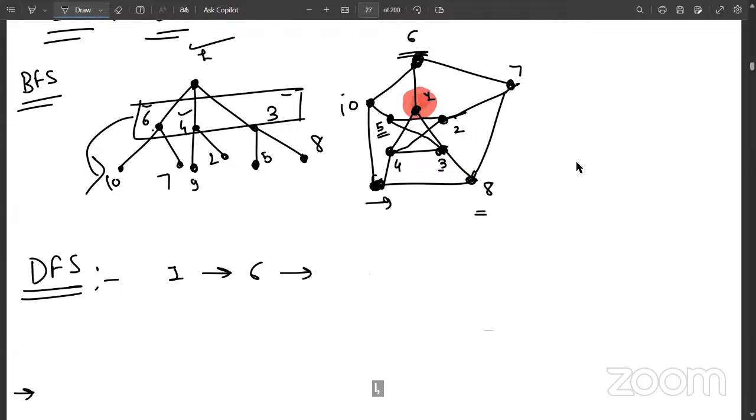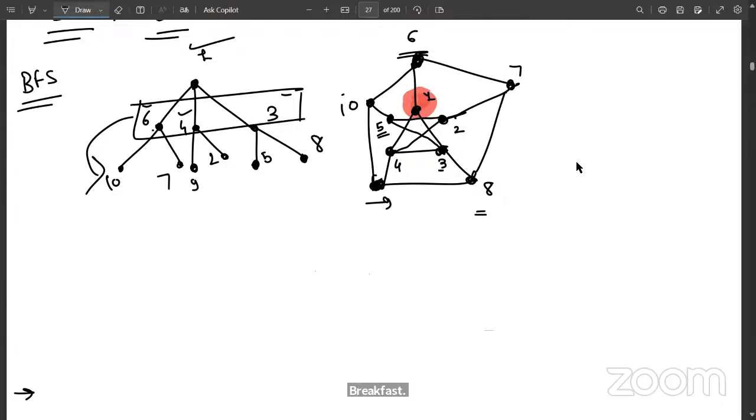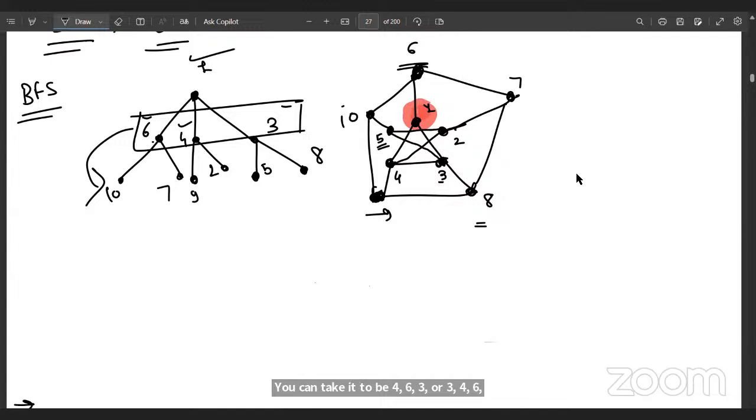I'm asking about BFS only, ma'am. You're asking about the order of numbering in BFS, breadth first search. So can we write that order linearly? This order, 6, 4, 3? Yes, 1, 6, 4, or you can take it to be 4, 6, 3 or 3, 4, 6, anything. And then in the bottom portion, 10, 7, 9, 2, 5, 8 can be in any order, or it will be like 7, 10, 2, 9 and 8, 5 like that.